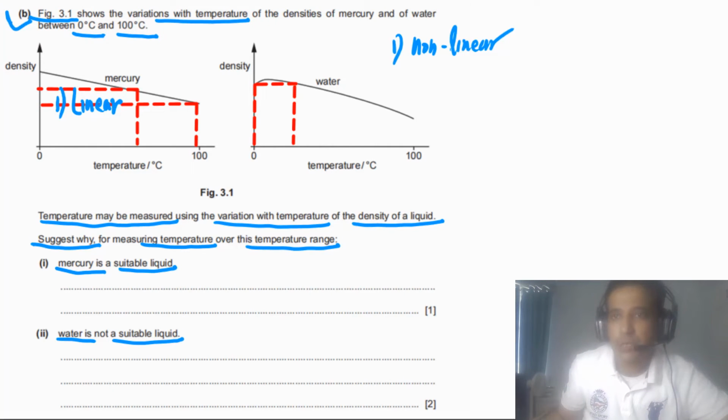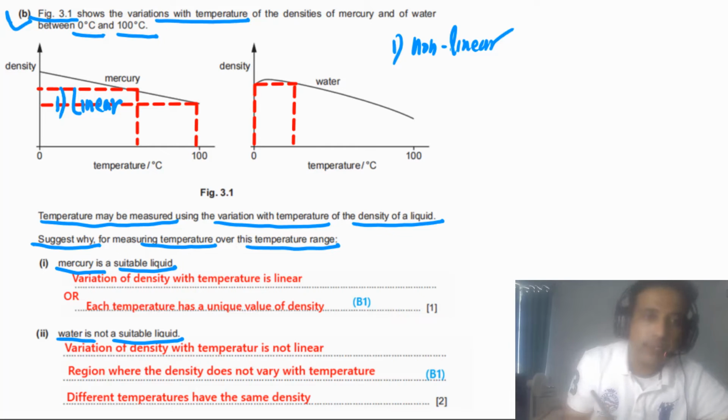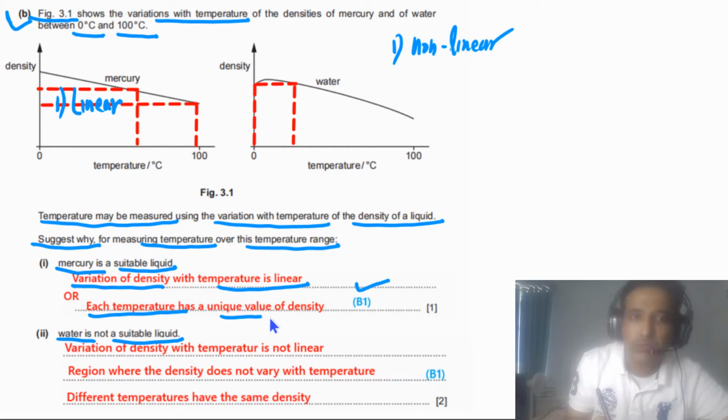Let me show you how you can write down your answer. In your answer you can talk about these points. The first one has only 1 mark. If you write down that variation of density with temperature is linear, you will get 1 B mark. You can also say each temperature has a unique value of density, and you will get 1 B mark.